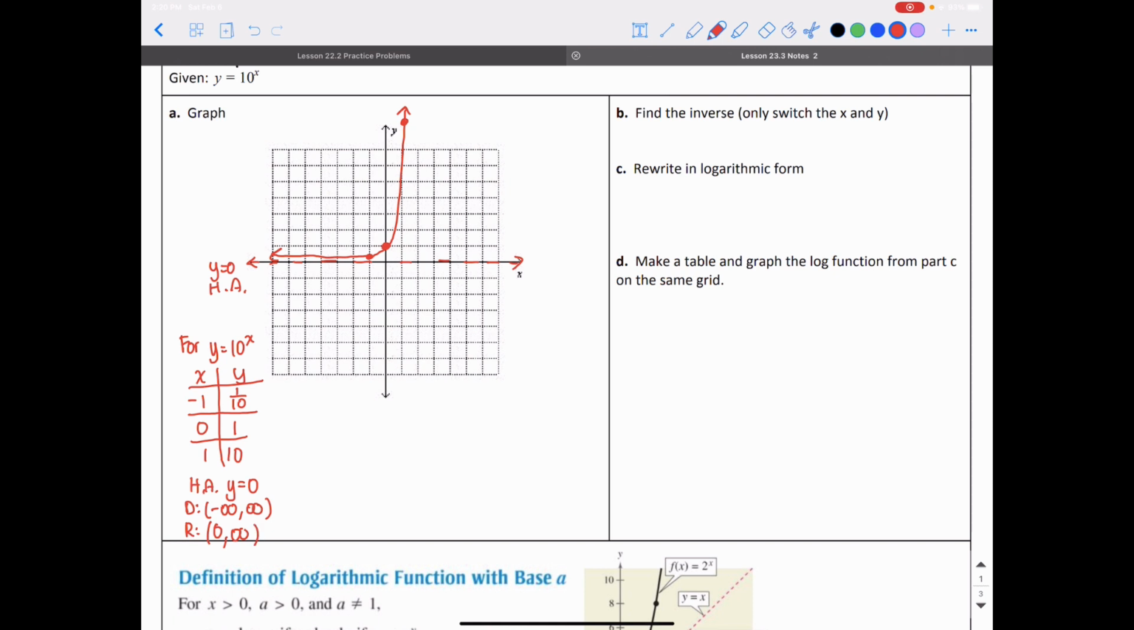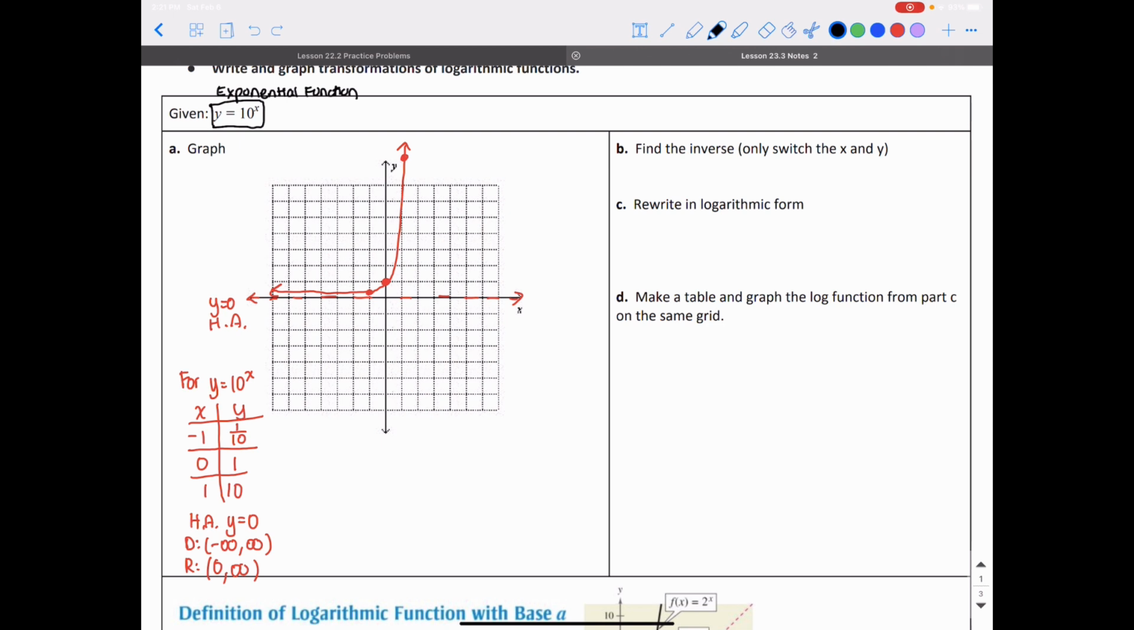For the next part, B, I want to find the inverse of that exponential function, y is equal to 10 to the x power. All I'm going to do is switch the x and the y. So instead of y is equal to 10 to the x power, I'm going to have x is equal to 10 to the y power. After I switch the x and y to find the inverse, I need to get the y by itself, because y is always my output for a function.